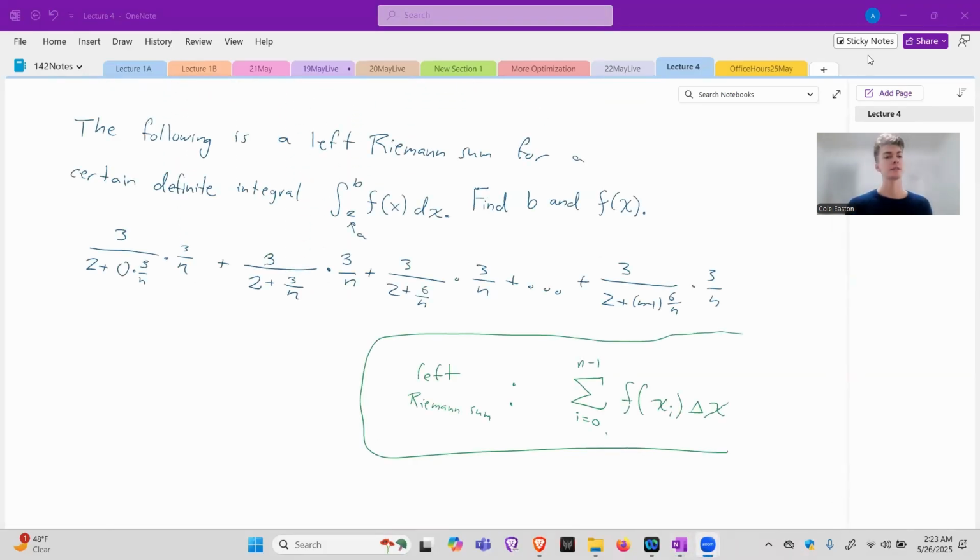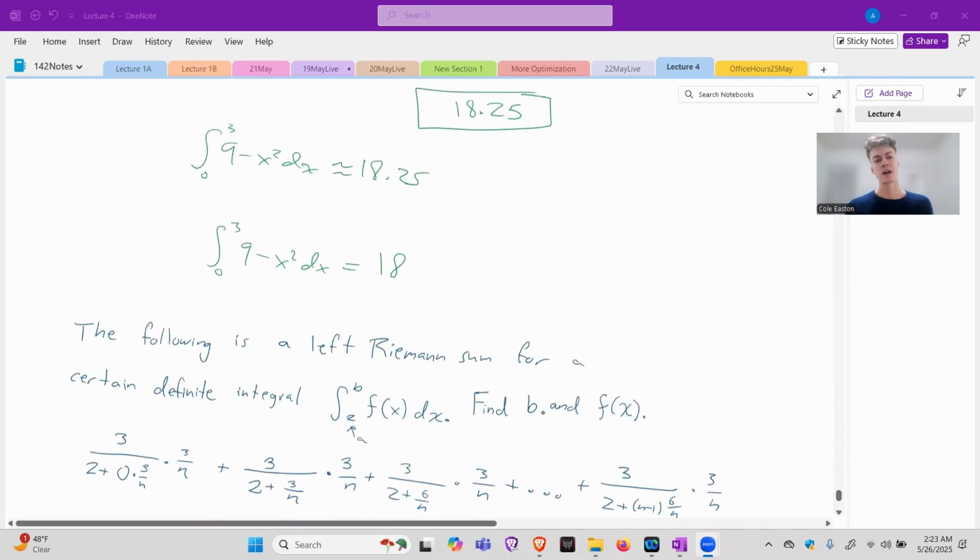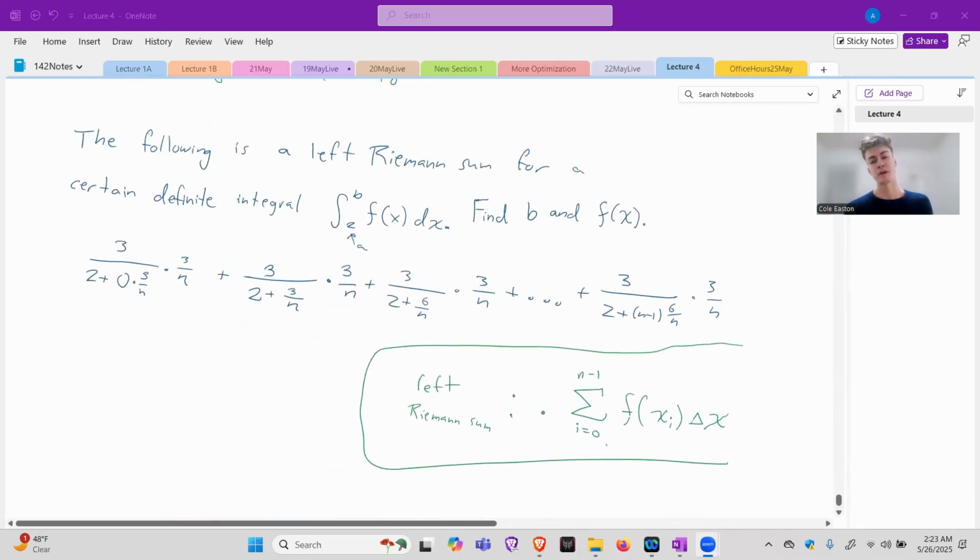So our question says, the following is a left Riemann sum for a certain definite integral, which is the integral from 2 to b of f of x dx. Find b and f of x. So we have this sum here, and we're trying to figure out what it is that they're integrating. Imagine someone solved a problem like the ones we have up here, and you have a piece of their scrap paper, but you don't have the original problem. Based on this scrap work, you're trying to reverse engineer what that original problem was.